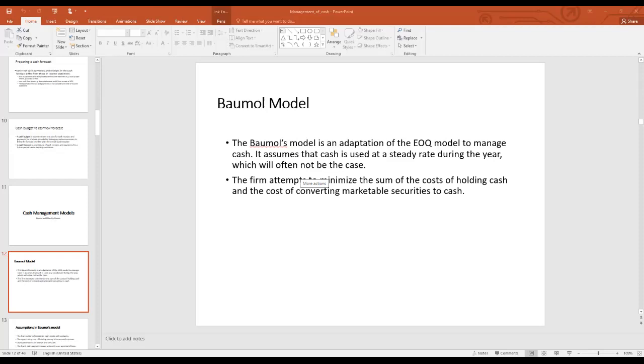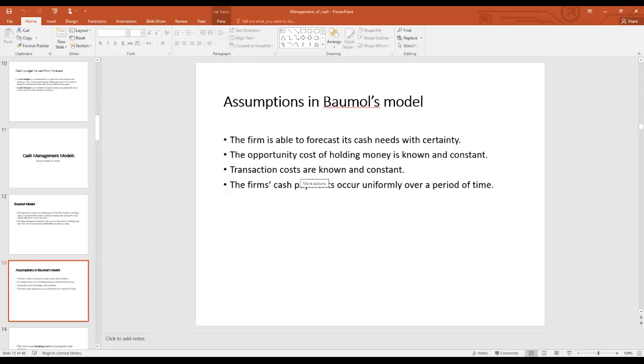Okay, what was the Q at the time? What's the optimal size of the order? What was the Q? As I mentioned, the assumption we had in the case of the EOQ also applies here.